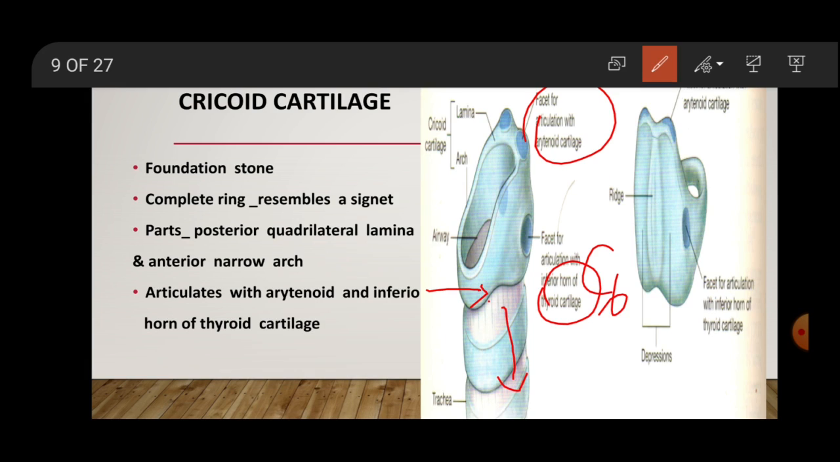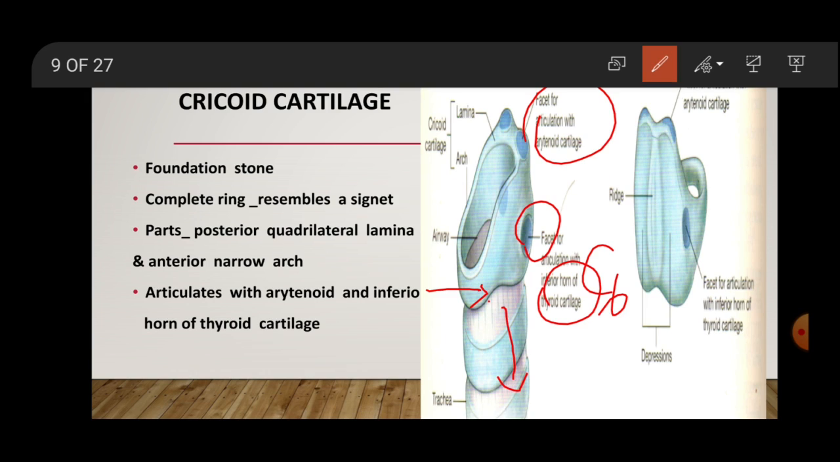Okay, and the other events that take place at the C6 level: it is the level of the middle cervical sympathetic ganglion. The inferior thyroid artery enters the thyroid gland at its level, and the recurrent laryngeal nerve enters the larynx behind the cricothyroid joint. So this is the cricothyroid joint, and behind this the recurrent laryngeal nerve enters.